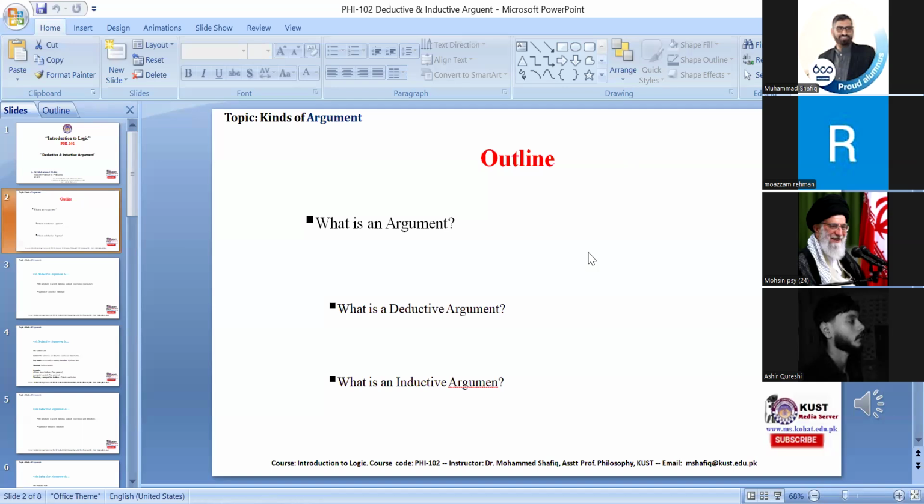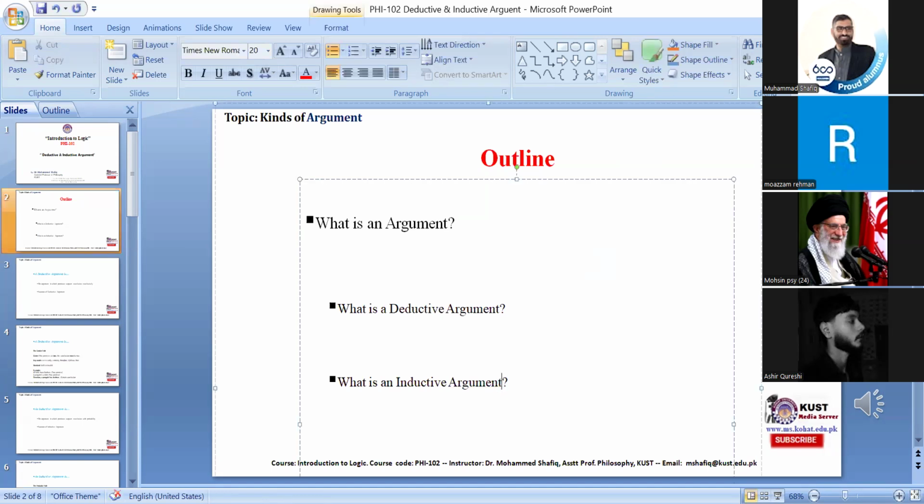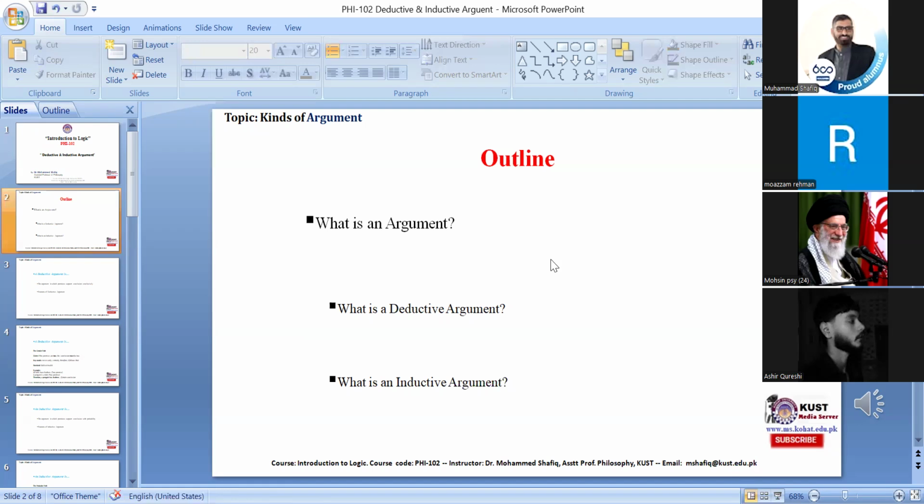So, if you guys remember, we discussed in last lecture what was an argument. Once you understand what an argument is, then you'll be able to understand what is a deductive argument and what is an inductive argument. These are the two kinds of argument.